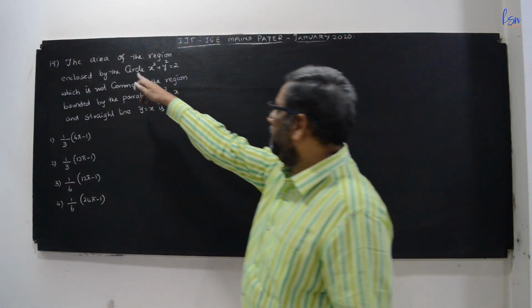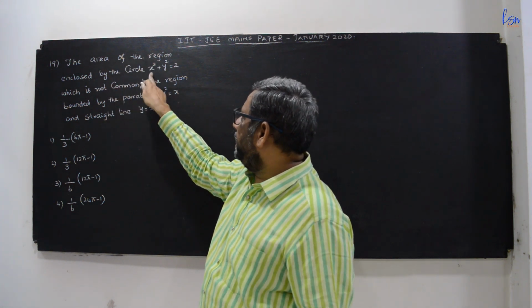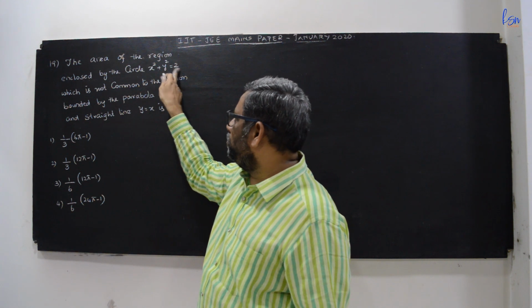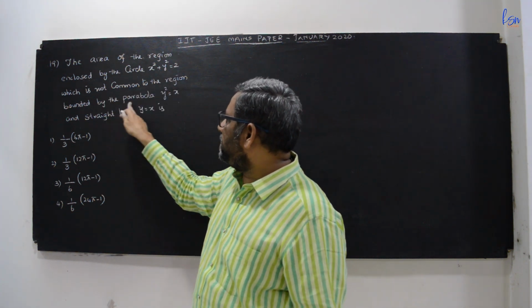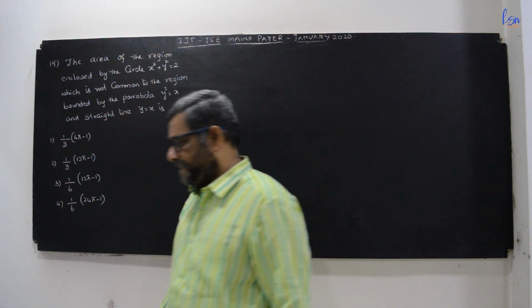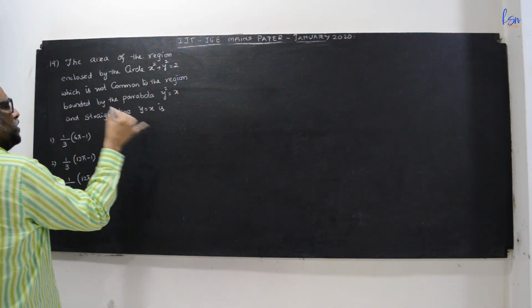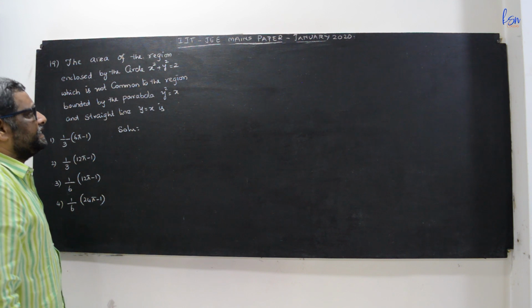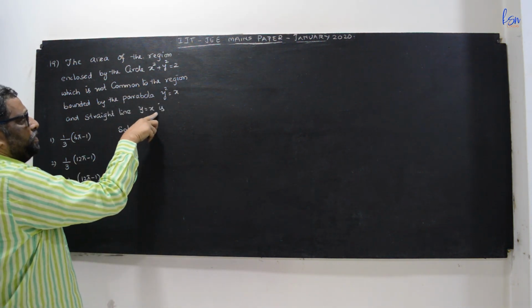The next problem. The area of the region enclosed by the circle x square plus y square equal to 2, which is not common to the region bounded by the parabola y square equal to x and the straight line y equal to x, is. Now here three curves are given to us. One is the circle x square plus y square equal to 2, and the others are y square equal to x and y equal to x.